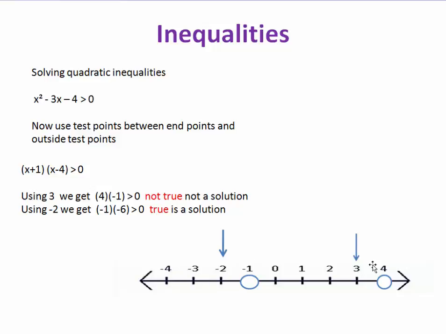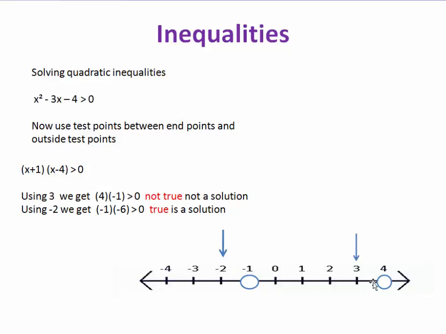So where does our solution lie? If we put 3 into our equation, we get 3 plus 1 is 4, 3 minus 4 is -1, and 4 multiplied by -1 is -4, which is greater than 0, which isn't true, so our solution doesn't lie in between these two circles. If we use -2, we get -1 multiplied by -6, which is 6. 6 is greater than 0, which is true.